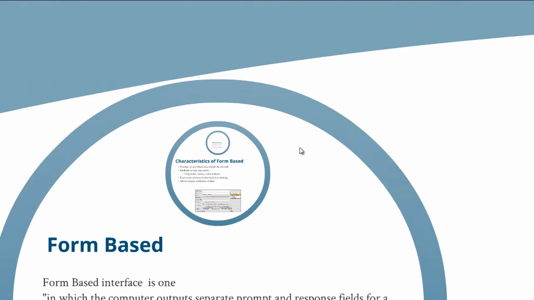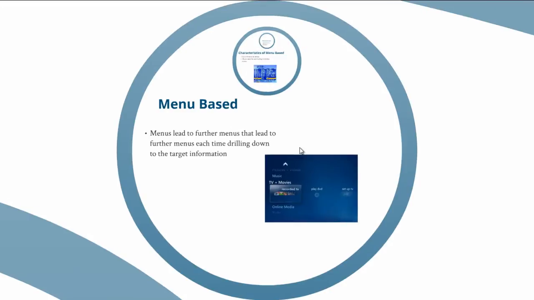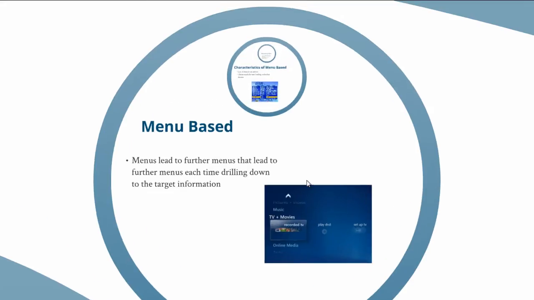So, next one, menu-based. Menus lead to further menus that lead down to further menus, each time drilling down to the target information. An example that many of you will have seen is something like a TV guide on your TV. The other places you might have seen them are in mobile phones, in settings on the iPhone, for example. There's a menu-based system, and various other places.